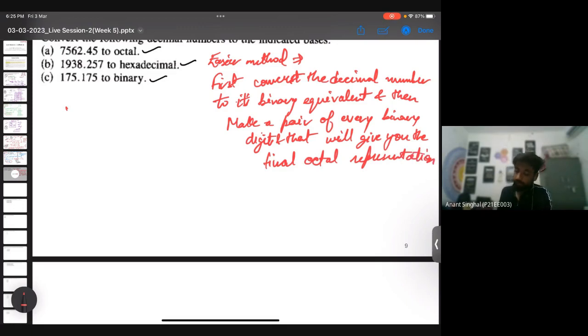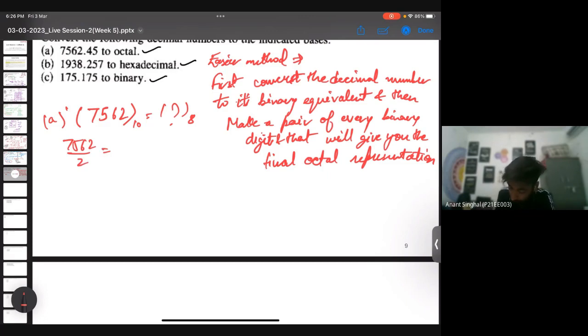So I'll try to solve it. I'll make it simpler for you. So let's not go into decimals. Let's suppose the question only says that this is some base 10 and we need to convert it to its octal equivalent. Octal is 8. So for this, we'll convert it to its binary equivalent first. So 7562. How can we do that? It will be nothing but 7562 by 2.